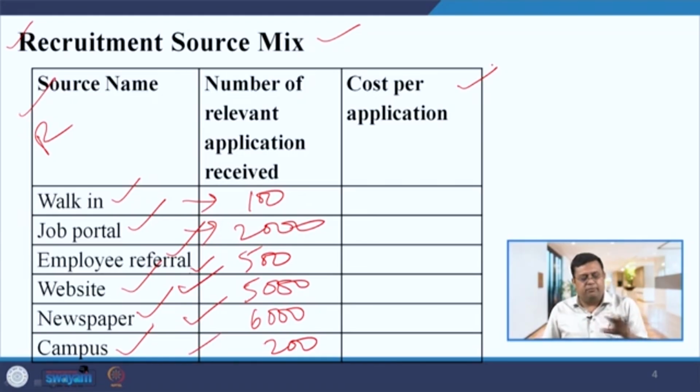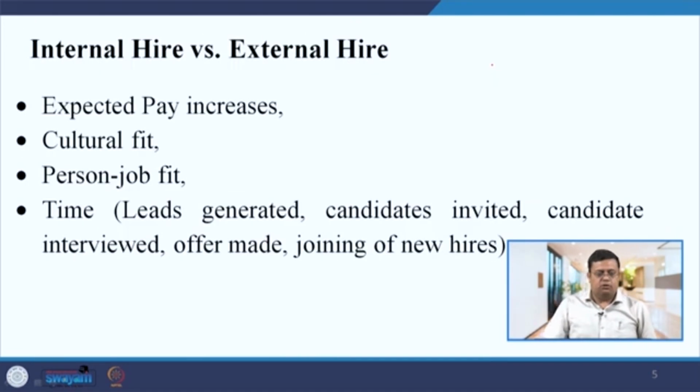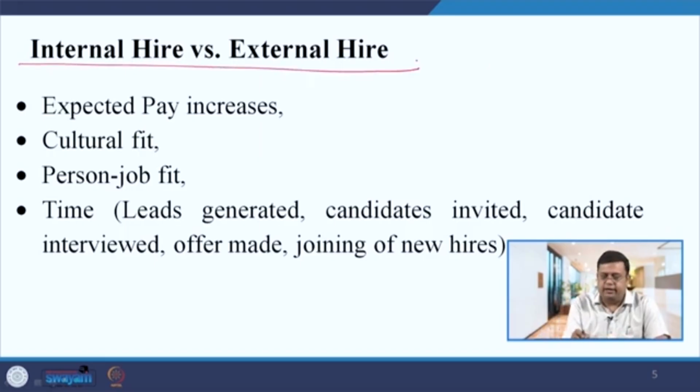So, that is how you can make a decision after doing this source recruitment source mix analysis. Now, the question comes: do you need to hire an internal candidate or an external candidate? Externally you need to hire, right. So, there are 4 parameters that I suggest on which you can make a decision.